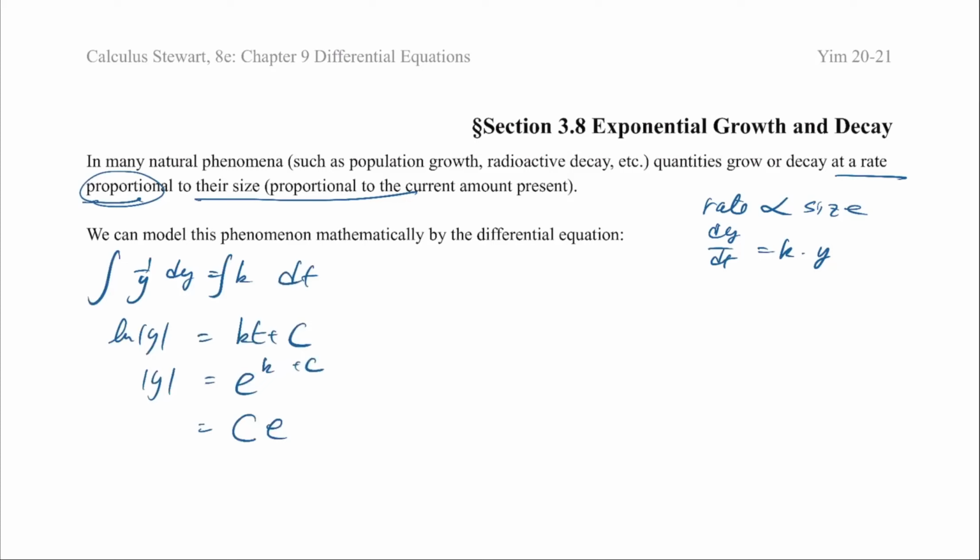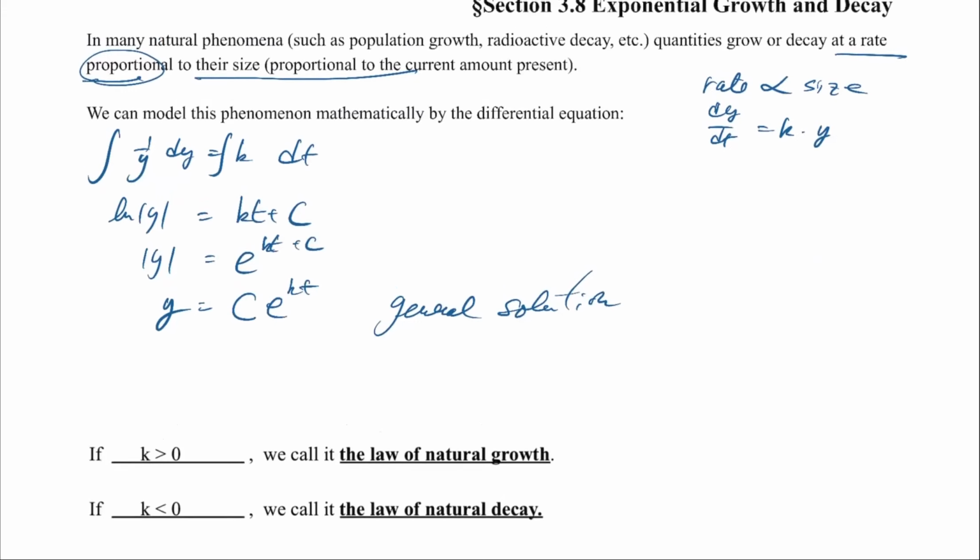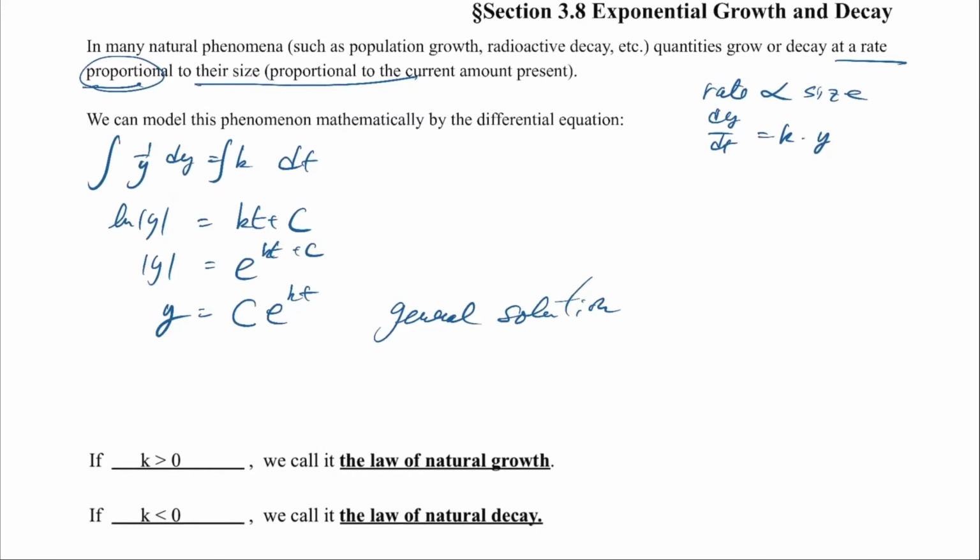But we know that the constant could either be positive or negative, so we don't really need an absolute value here. It's all implied. So this is what we call a general solution. Once we find the value of c, the constant, then it's a particular solution. All right, guys, could you write this down? When k is greater than 0, we call it the law of natural growth. And when k is negative, it is the law of natural decay.